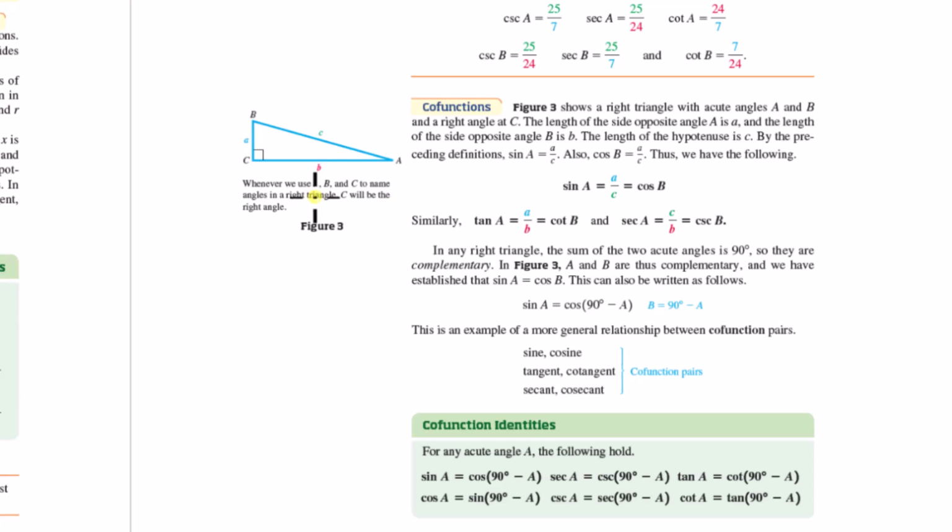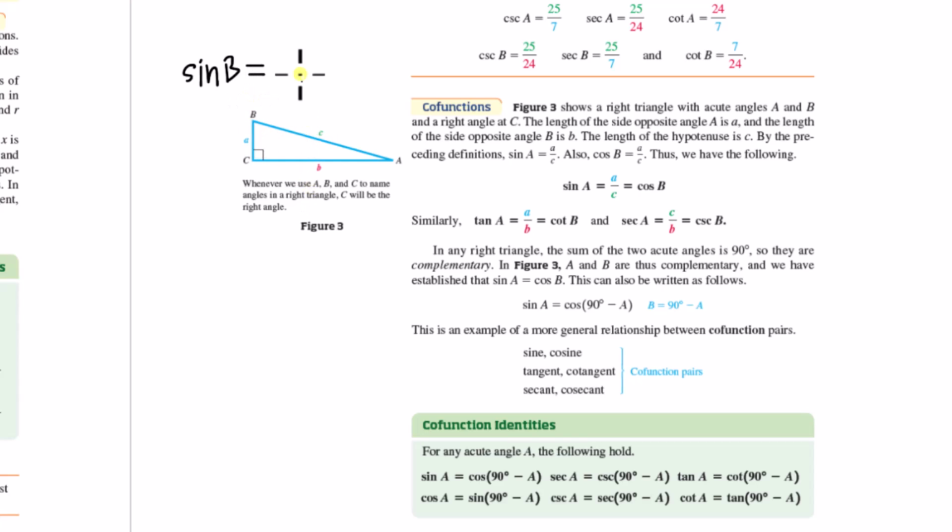Sine of A is A over C, right? But what is cosine of B? Not sine of B, what is cosine of B? Well, that's A over C, so those are equal. Sine of A is equal to cosine of B for the case of a right triangle. For the acute angles of a right triangle, they're going to be related in this way. The sine of one of the angles is going to be the cosine of the other angle, and vice versa, right? So you could say sine of B is equal to cosine of A, right? What is sine of B?